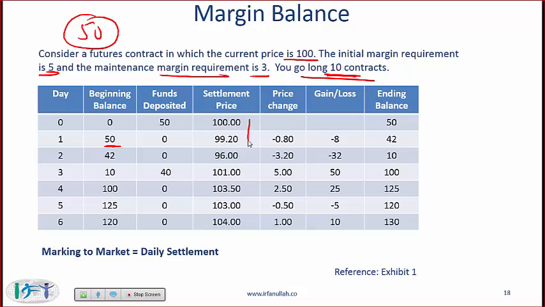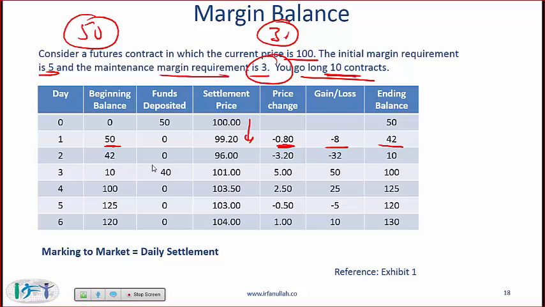Let's say that the settlement price on day 1 goes down by 80 cents. For a long party, that's not good. So you are losing. And how much are you losing? 80 cents per contract. You have 10 contracts, so 80 cents times 10, which is 8. Your balance is 42. Is this above the maintenance margin? Maintenance margin is 3 times 10, which is 30. Above that number, so you don't do anything.